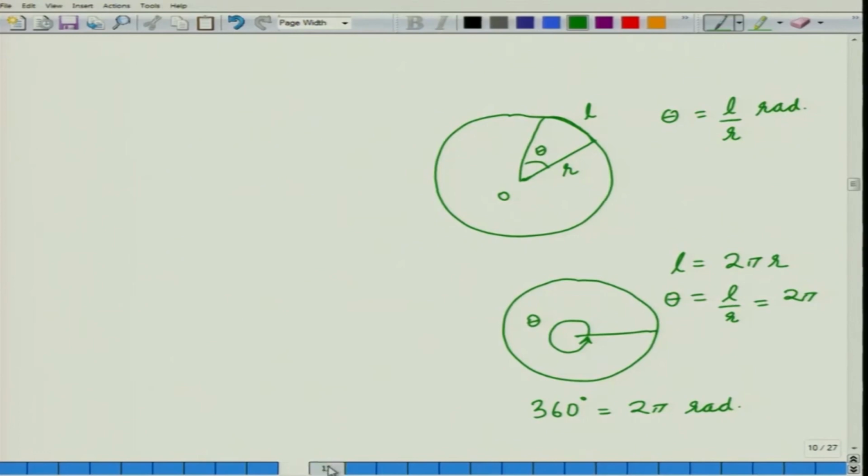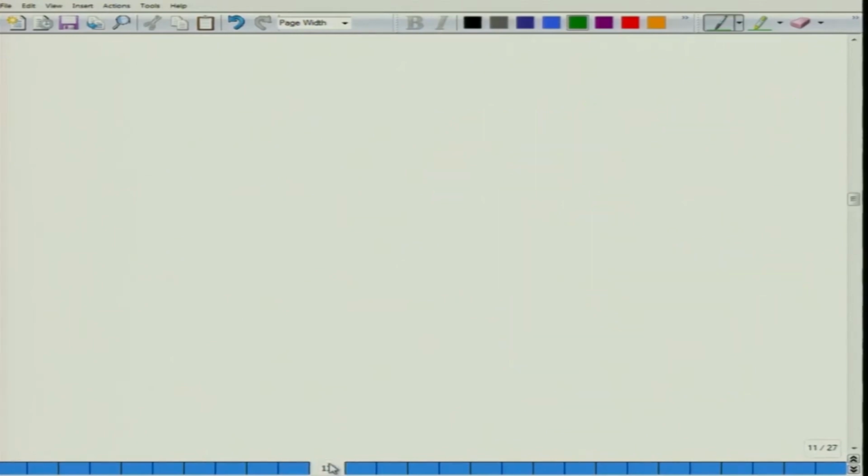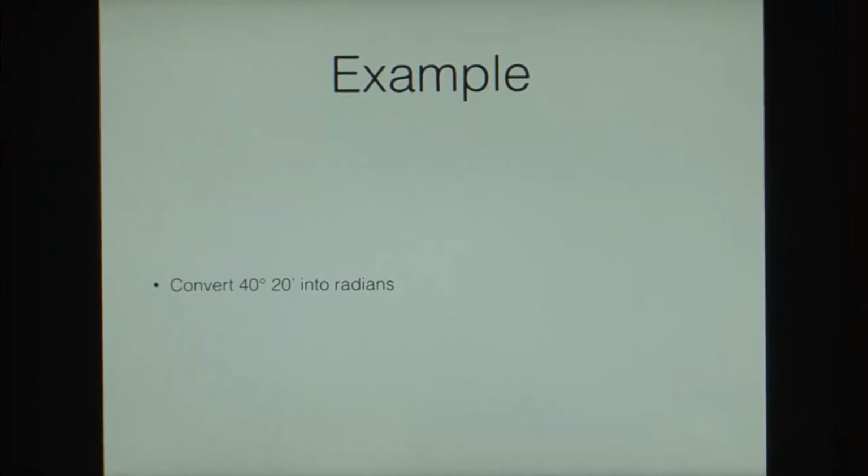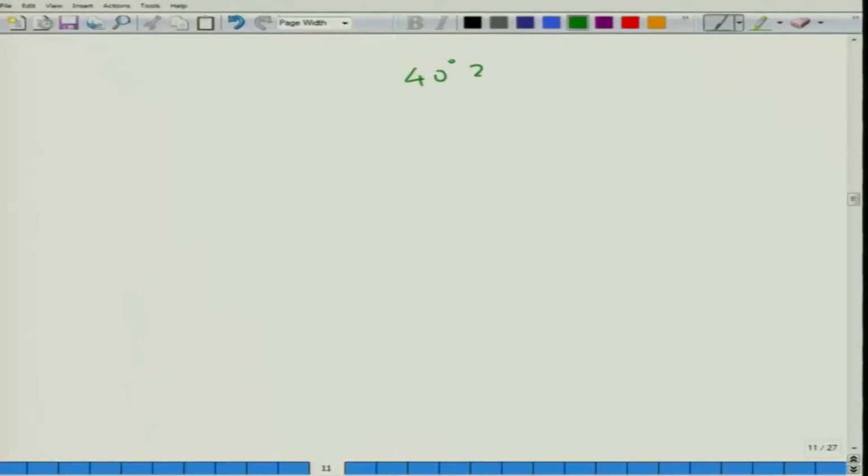So, let us now consider an example. Convert 40 degrees 20 minutes into radians. I will give you some time to think about it. How do we convert 40 degrees and 20 minutes into radians? Now, let us look at how we do this conversion.